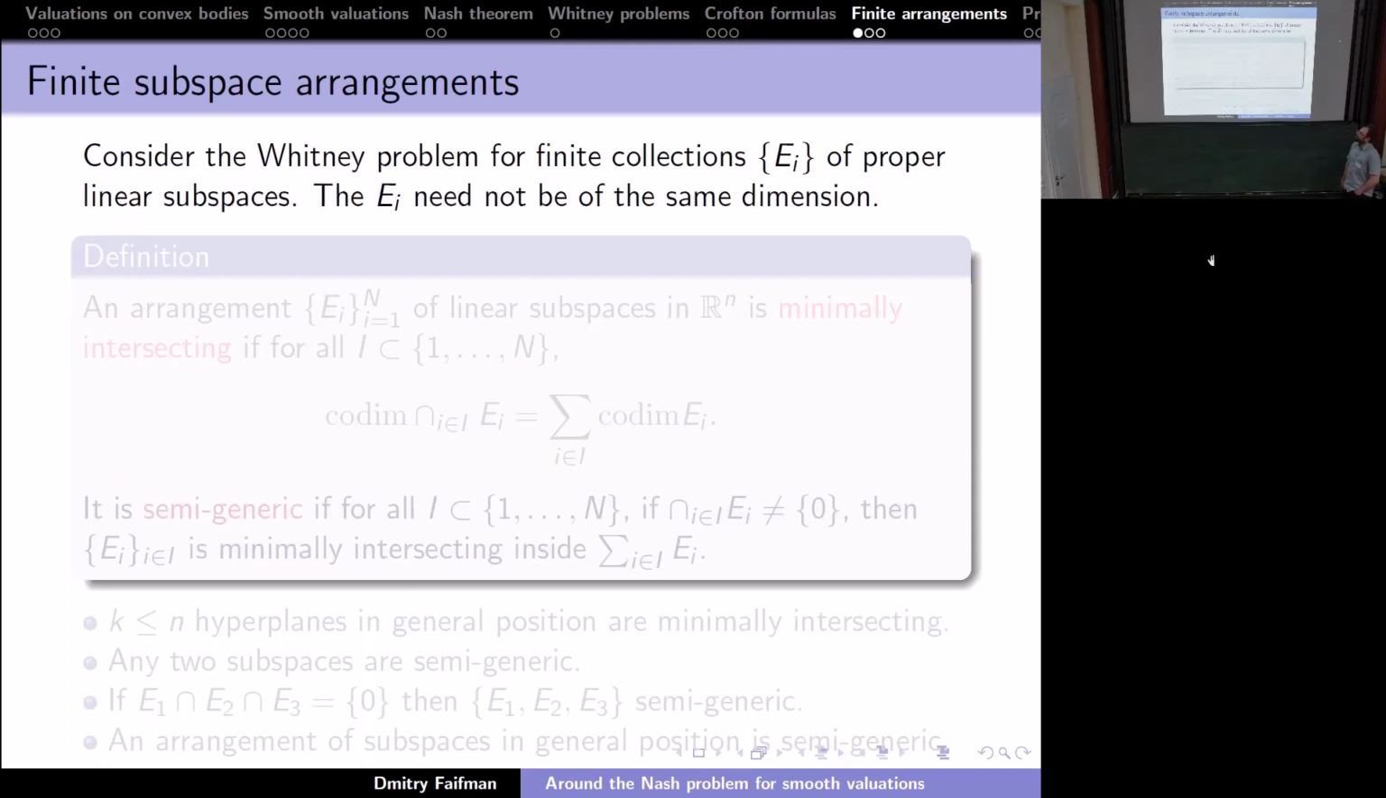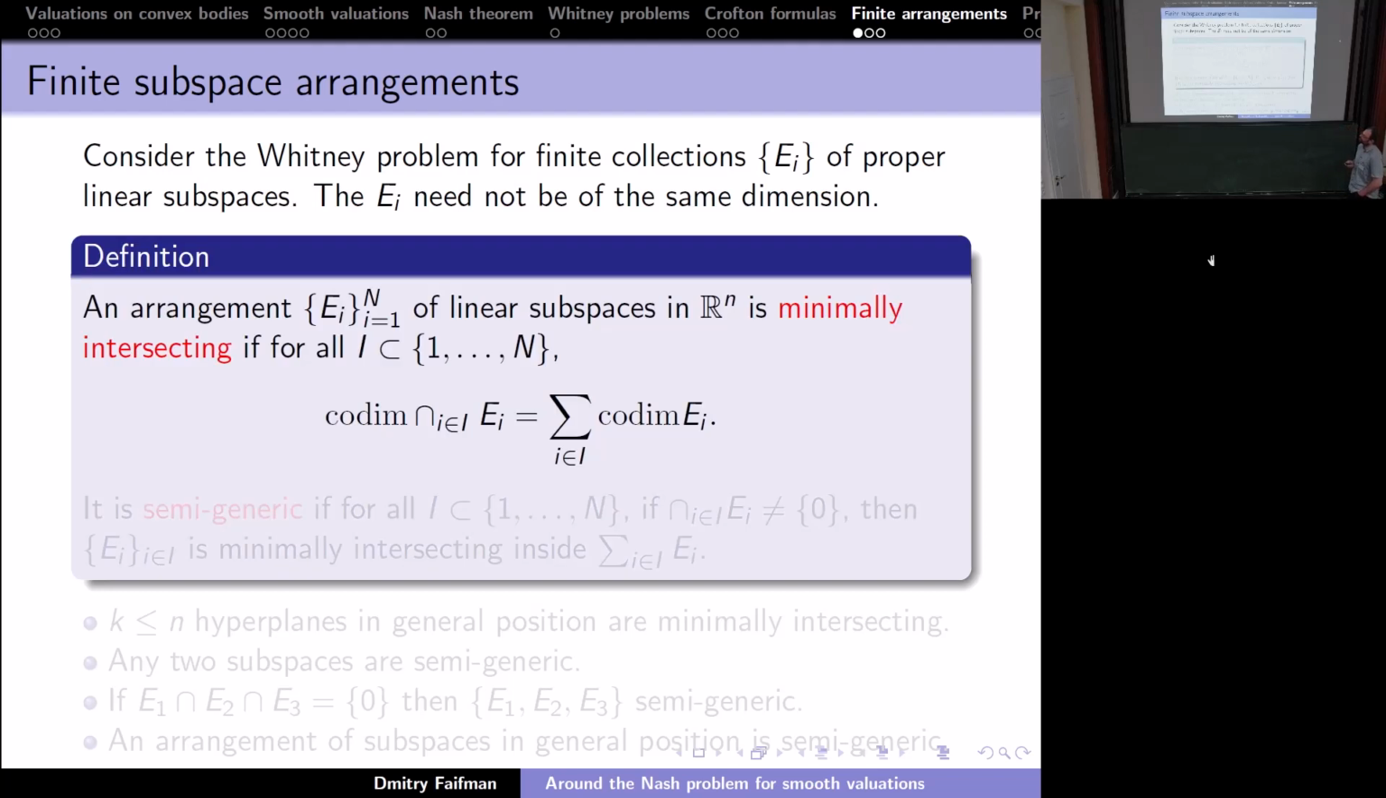Okay, so now I'll talk about another type of Whitney extension problem for valuations for finite subspace arrangements. So we'll need a couple of definitions. So we'll be talking about finite collections of subspaces, and there will be no restriction on the dimension. They could be of different dimensions.